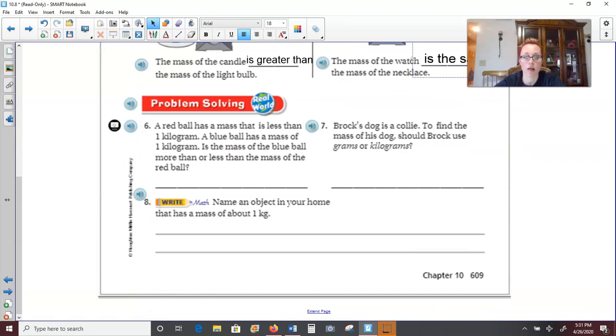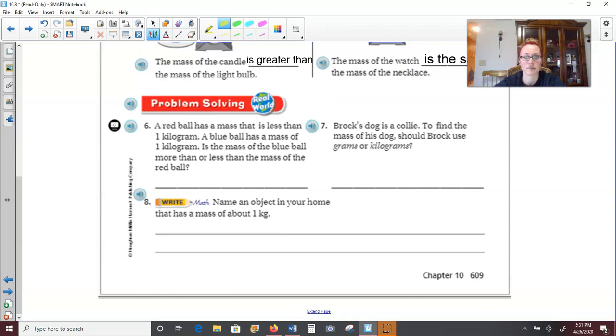All right, down to our problem solving. A red ball has a mass that is less than 1 kilogram. A blue ball has a mass of 1 kilogram. Is the mass of the blue ball more than or less than the mass of the red ball? Well, it seems kind of tricky, but really they kind of told us the answer because let's highlight some things here.